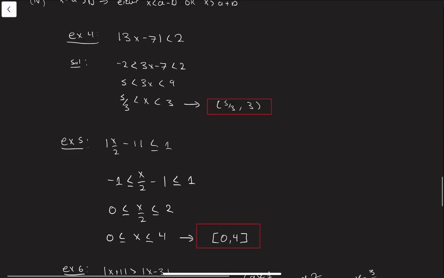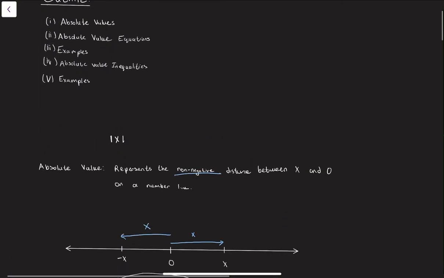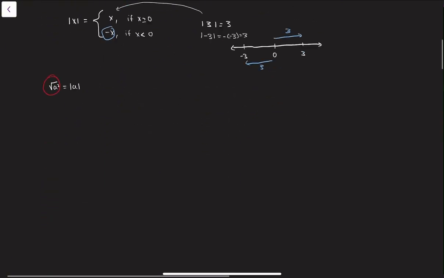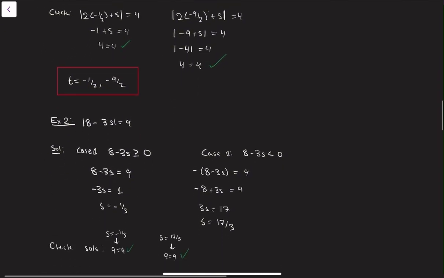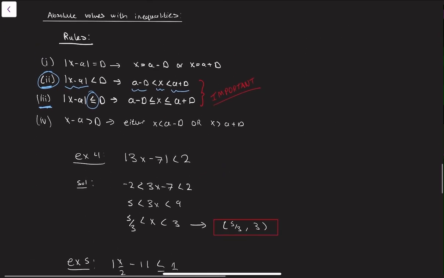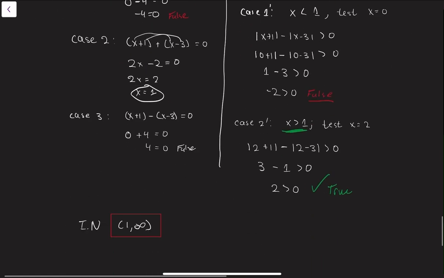Overall, we talked about the actual absolute value, what this represents, the definition of absolute values. Then we talked about some of the properties of absolute values, absolute value equations. Then we talked about some of the rules between absolute values and working with inequalities, and some example problems to wrap it up.